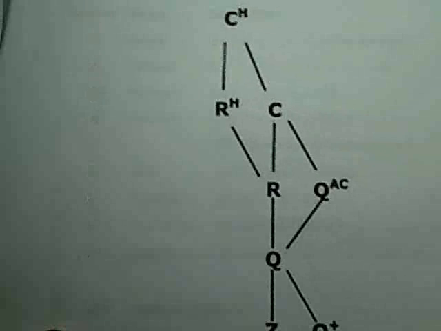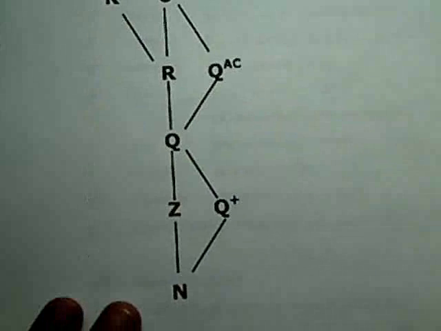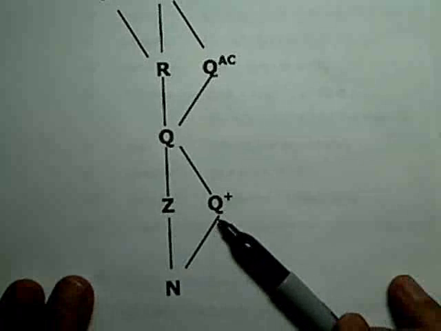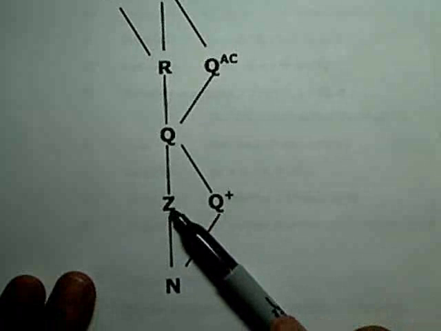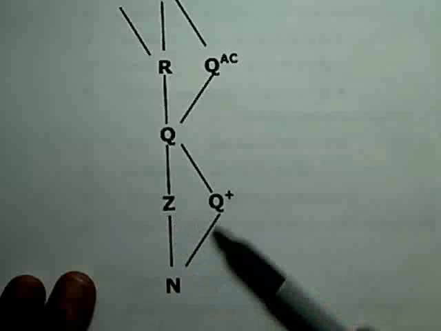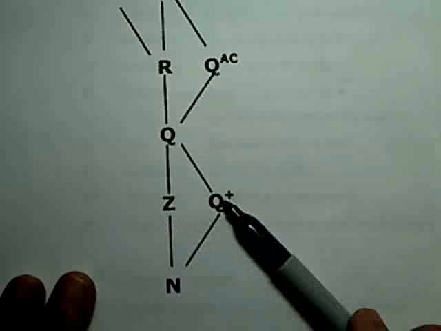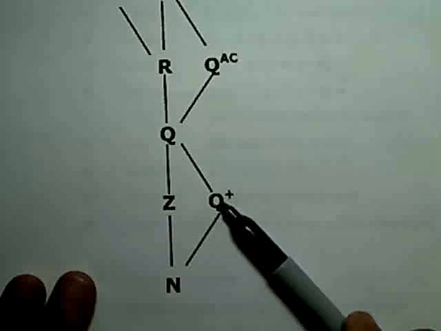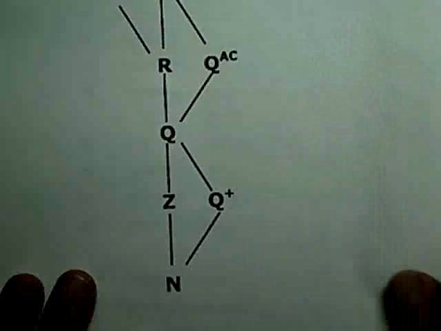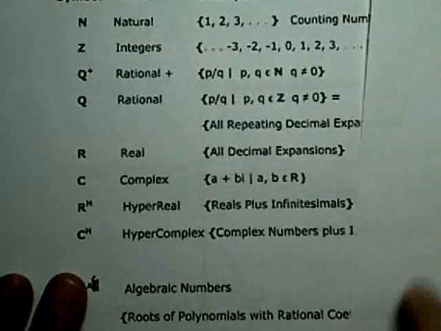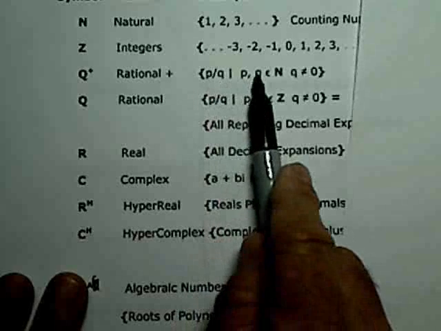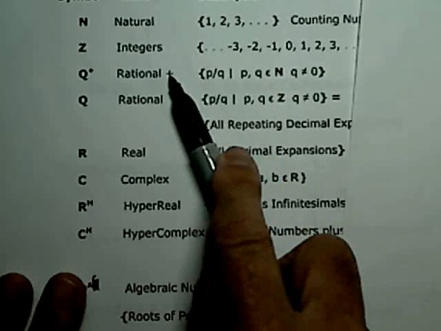Our ancestors actually, and I put this off to the side, going back to the time of the Greeks, before they struggled with 0 and negative numbers, they had the idea of fractions. So I indicate that Q plus would just be the positive rational numbers, the positive fractions, and I've indicated that here. P over Q, where Q is not 0 and P and Q are natural numbers. This would be the positive rationals.